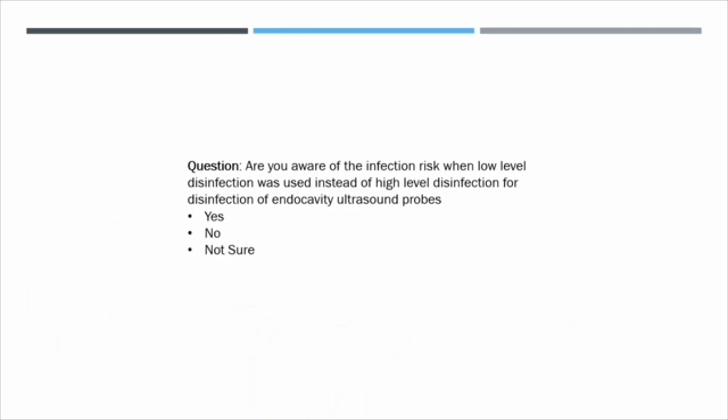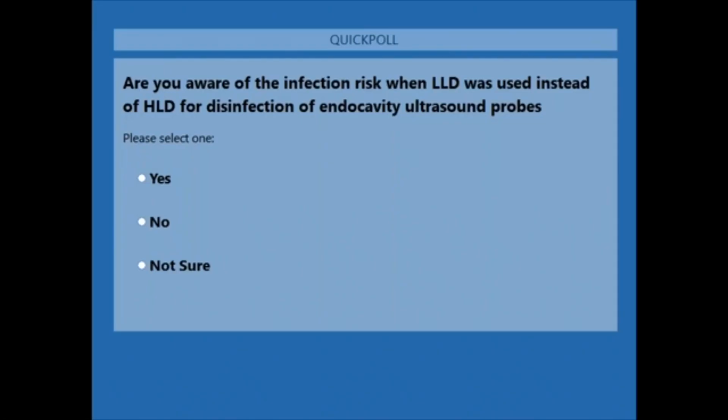So another question for you. Are you aware of the infection risk when low-level disinfection was used instead of high-level disinfection for disinfection of endocavity ultrasound probes? And by endocavity probes, I just want to be exactly clear, we're talking about probes that would enter, say, the esophagus, such as for transesophageal echocardiography, or enter the vagina or rectum for ultrasound of internal body organs.